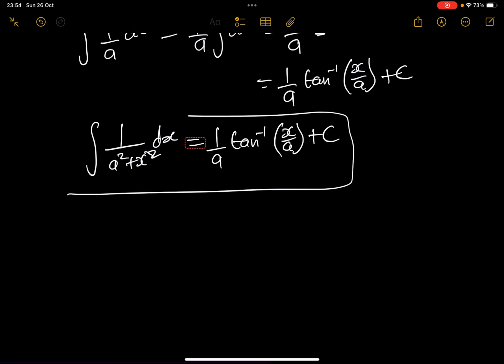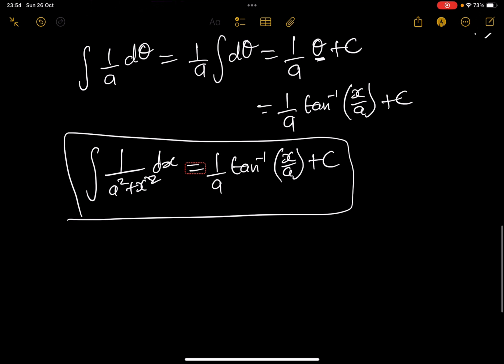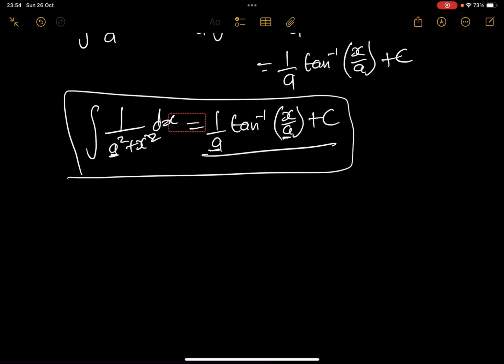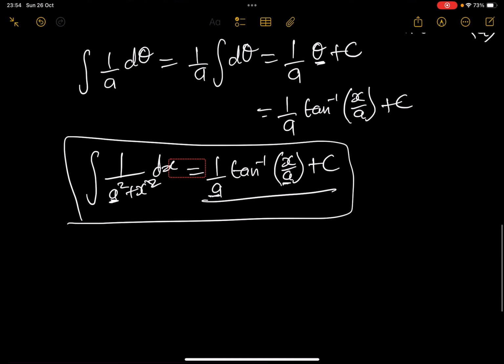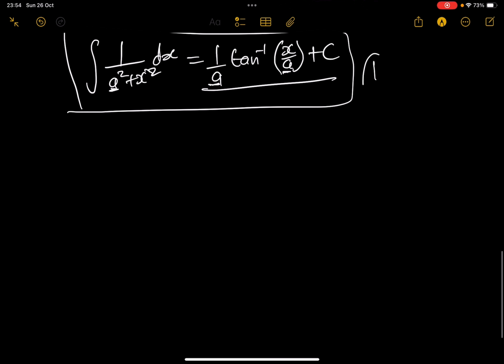If you are given an expression in this form, you know that you can just substitute. If you know the value of a, you can just substitute the value of a here and here so that you can get the integral of that expression. So this is one of the main integration techniques that is normally used. Now we have seen the first one.